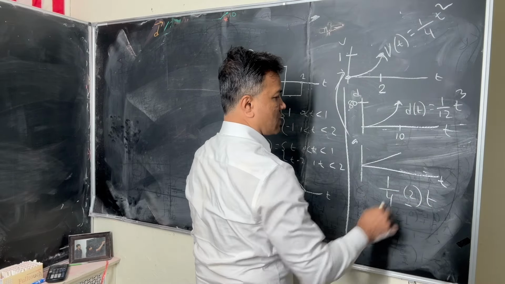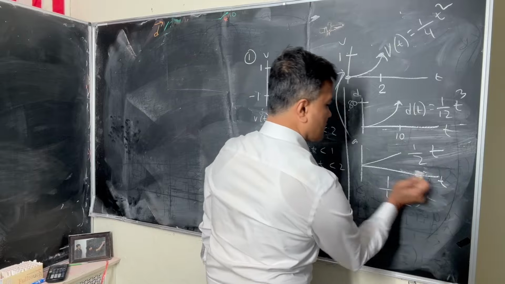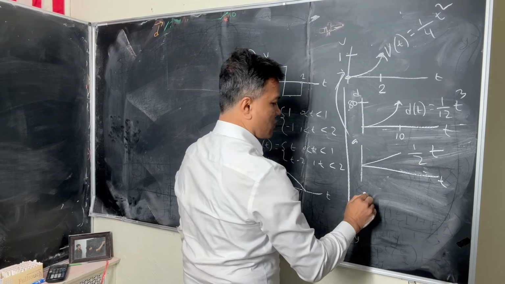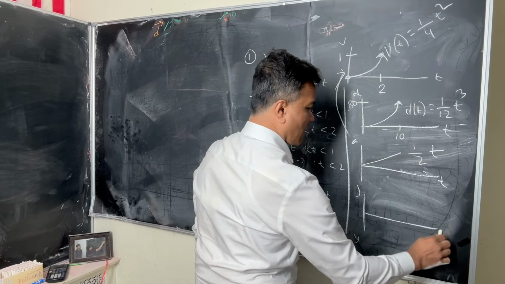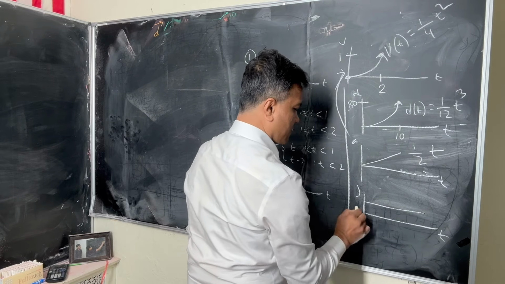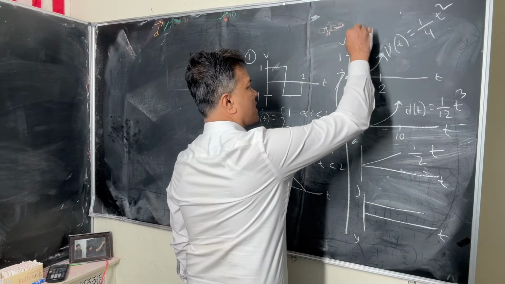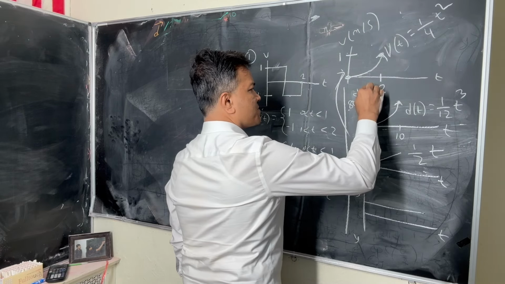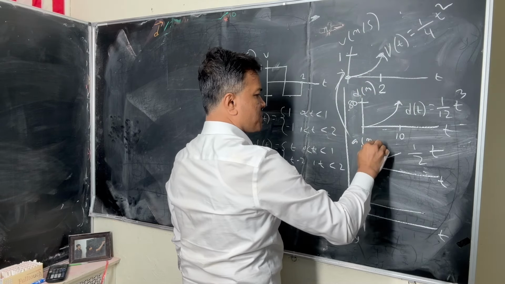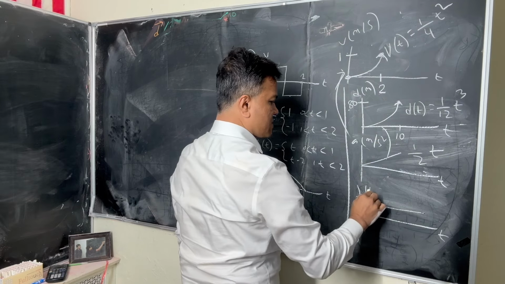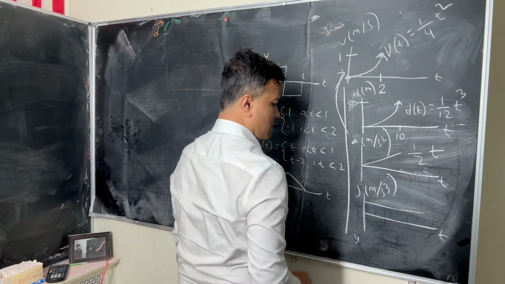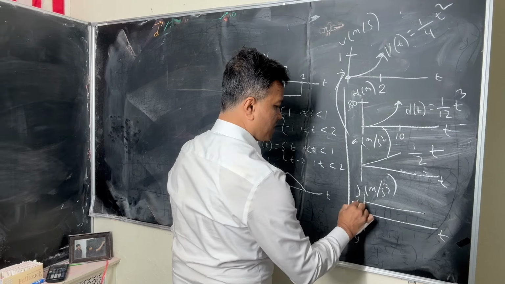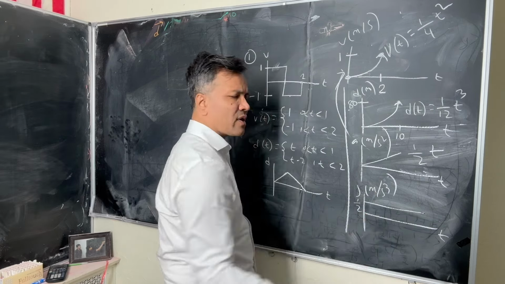So this is 1 over 2 t. Then we're going to do jerk, and that is just half. So this is meter, this is meter per second, this is meter per second squared, and this is meter per second cubed. And this is half. Okay, now this is all our graph.